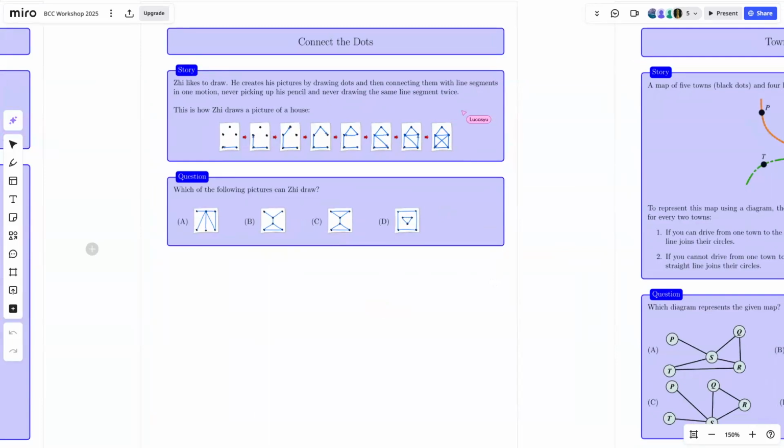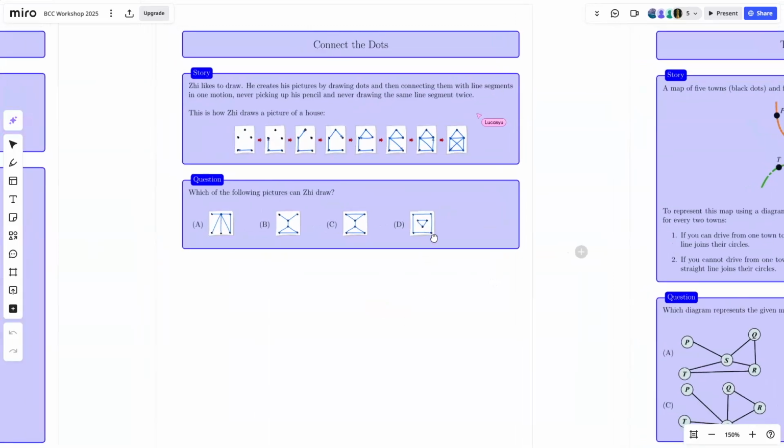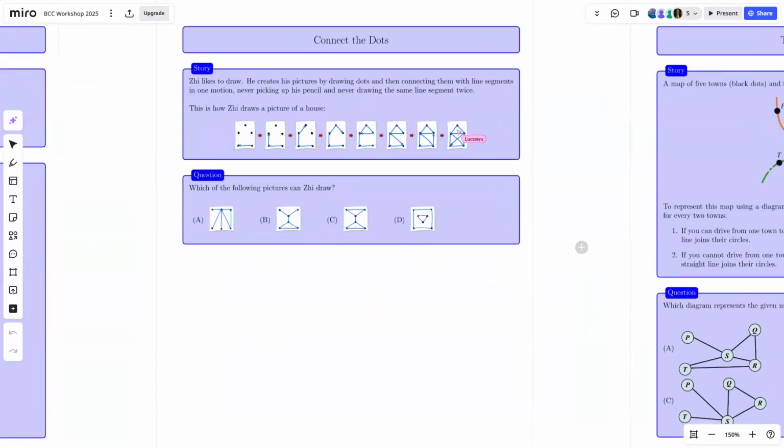This is an interesting question. Zhi likes to draw. He creates his pictures by drawing dots and then connecting them with line segments in one motion. Remember, one motion, and never picks it up. Never picking up his pencil and never drawing on the same line segment twice. So these are some very important conditions here. And the following gives us an example of a drawing of a house that satisfies this: it's in one motion, he never picks it up, and he never draws the same line segment twice. And now it's asking which of the following pictures can Zhi draw?